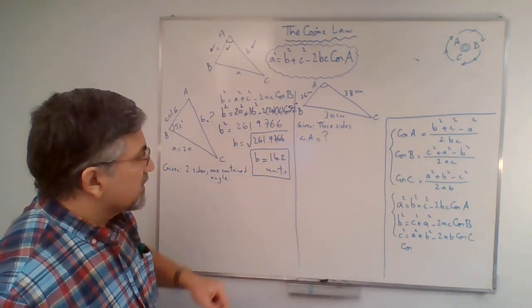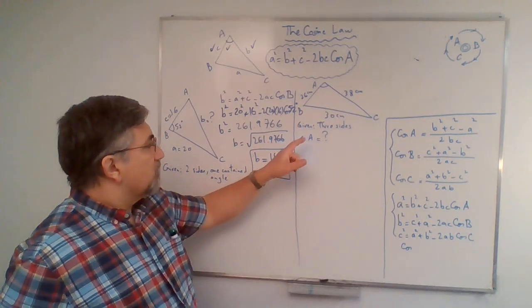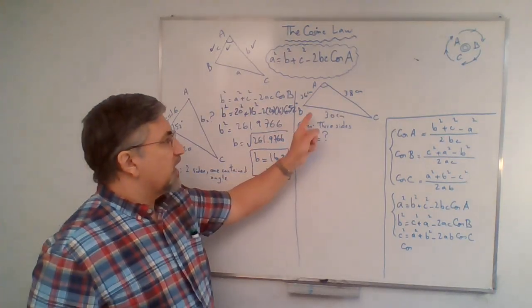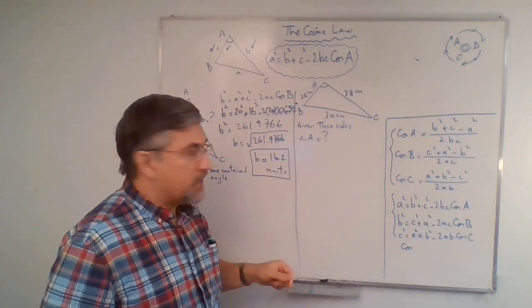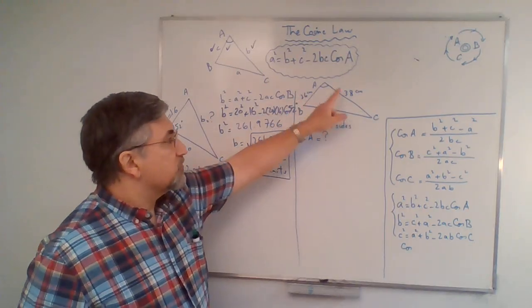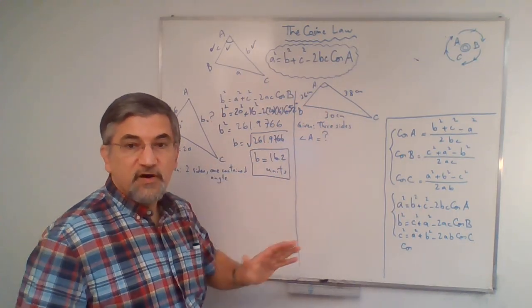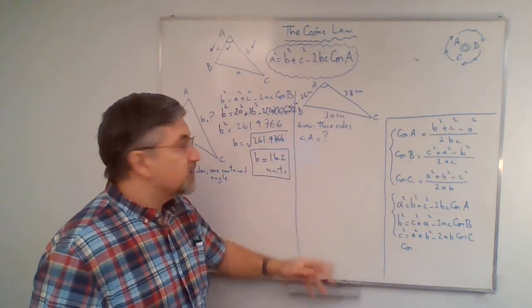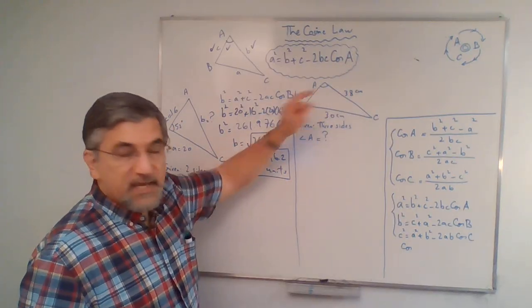In this next exercise, instead of having 2 sides and 1 contained angle, this time we have all 3 sides, actually, okay? So we are looking for angle A. All 3 sides are given. We don't want to find any sides. But what is not given is none of the angles are given. So we want to find the measure of angle A.